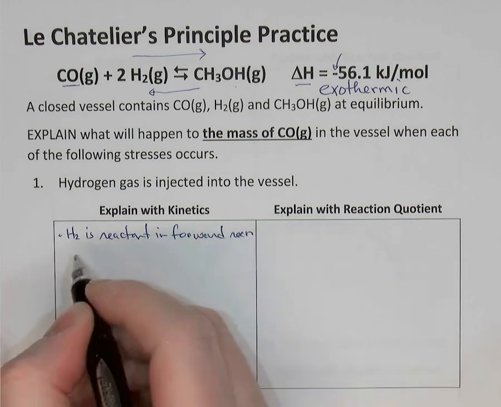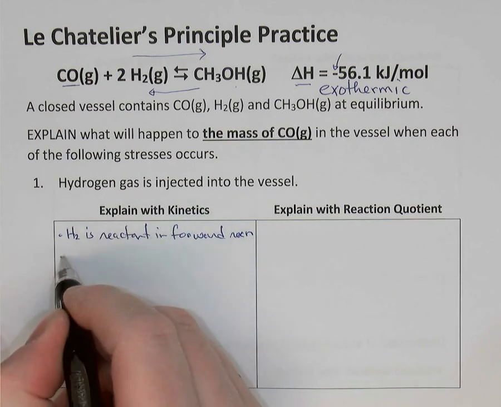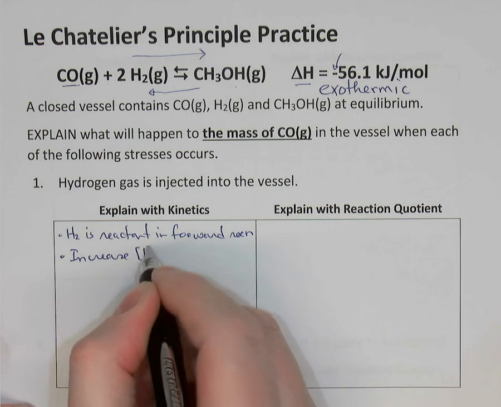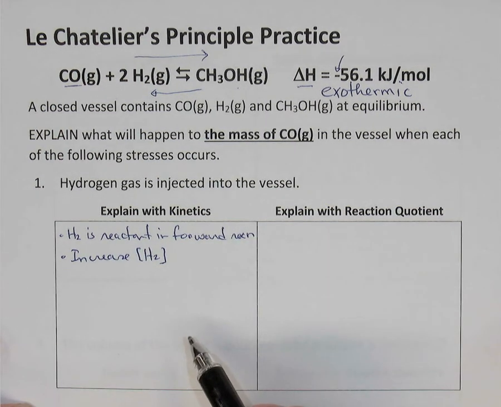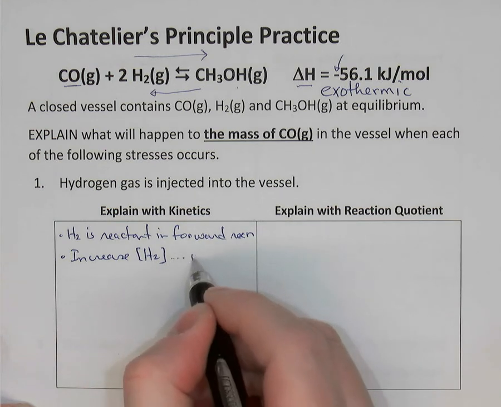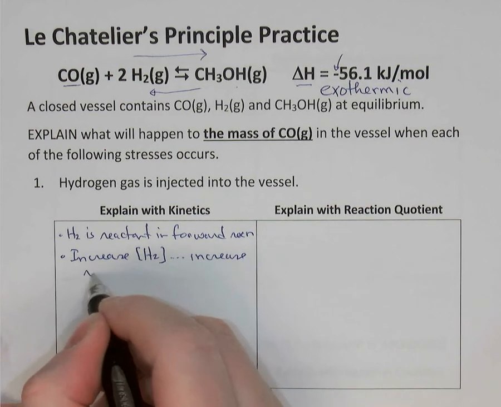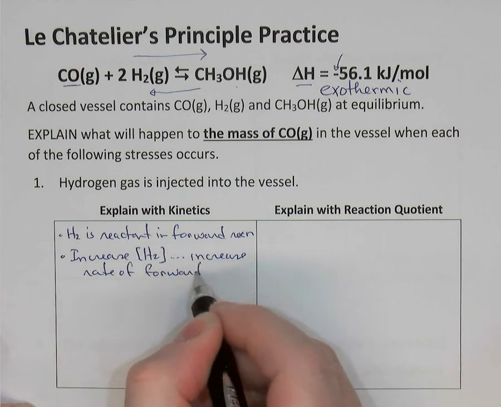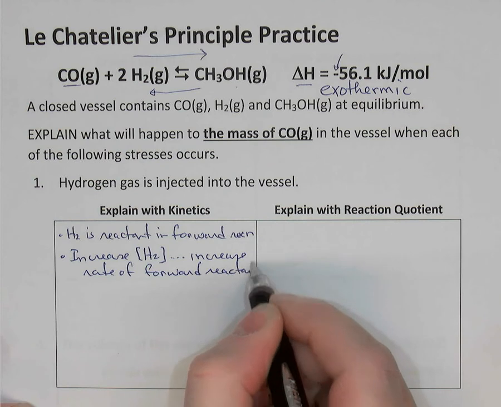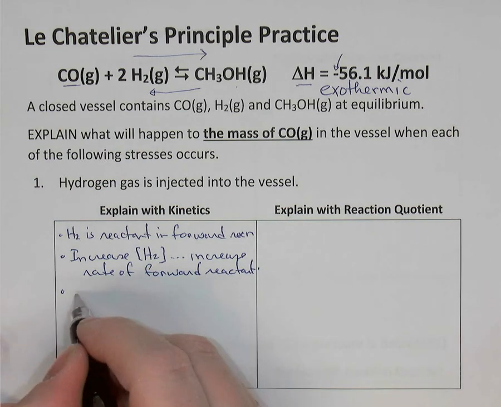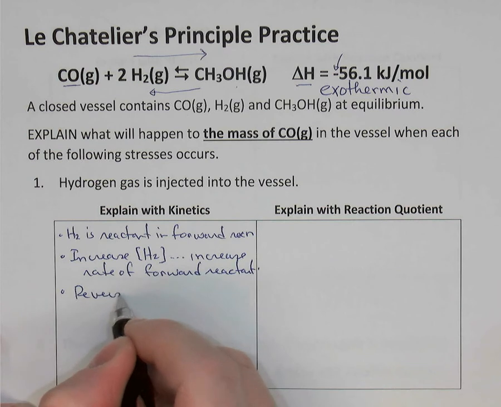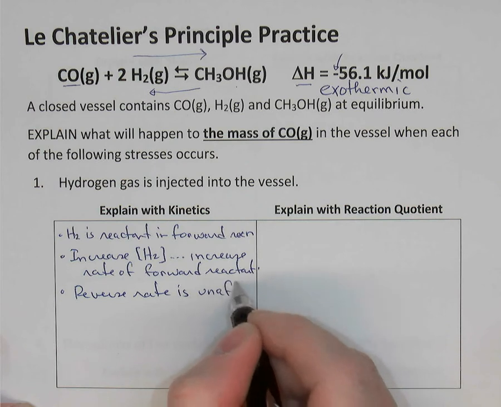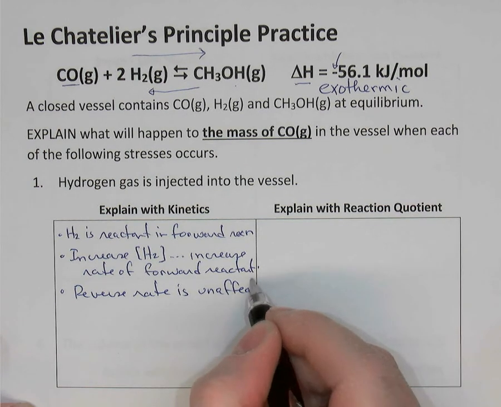Now why is that important? When you add more hydrogen to the vessel, we increase the concentration of hydrogen because we've added some more hydrogen. This will increase the rate of the forward reaction, where hydrogen was a reactant. The reverse rate is unaffected, because hydrogen is not a reactant there, so unaffected.